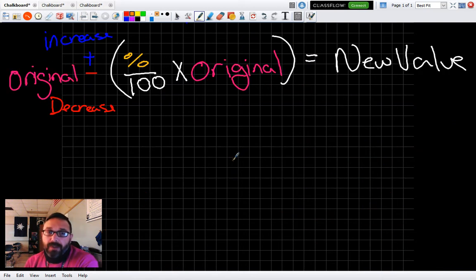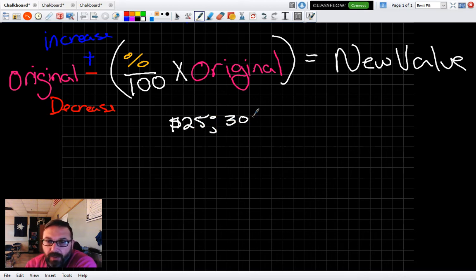And this is the formula we've been talking about. So we have the original plus or minus the percent divided by 100 times the original. Now, plus or minus, it matters if the word problem is telling us we are increasing or decreasing. All right, so we need to pay attention to that. Let's take a look, for example, number 13. Number 13 tells us that we have $25, and it is a 300% increase.